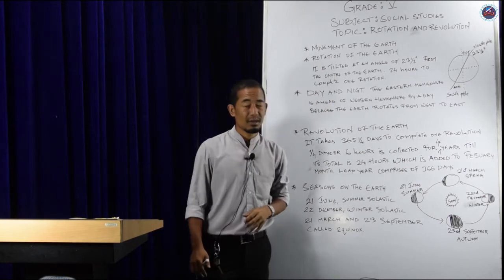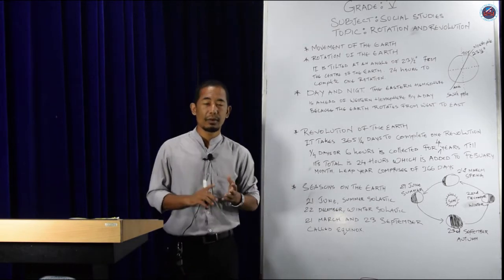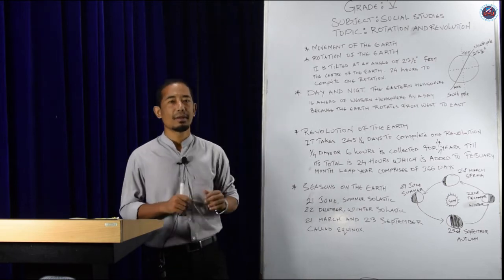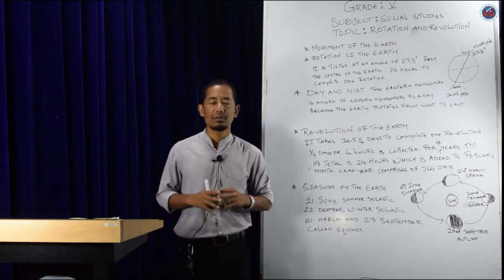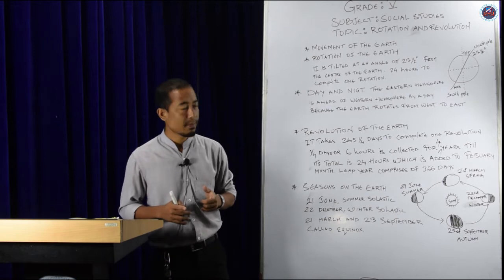Movement of the earth. The earth moves in two ways, that is rotation and revolution. Rotation is the movement of the earth on its own axis, whereas revolution is the movement of the earth around the sun. Both these movements take place simultaneously.